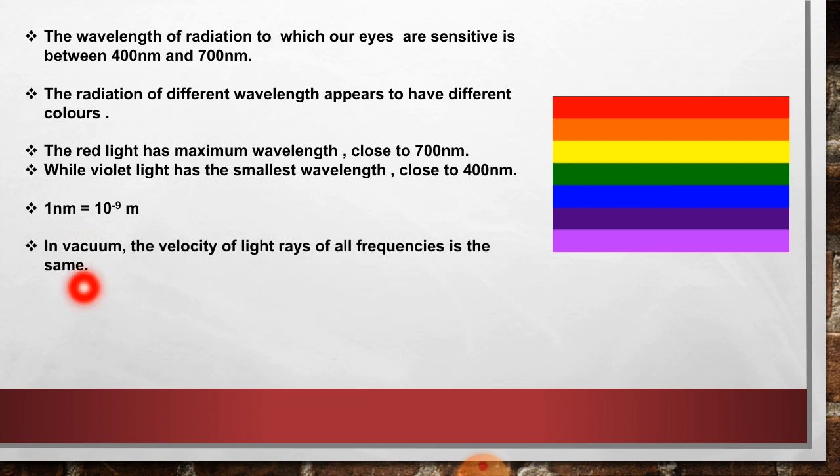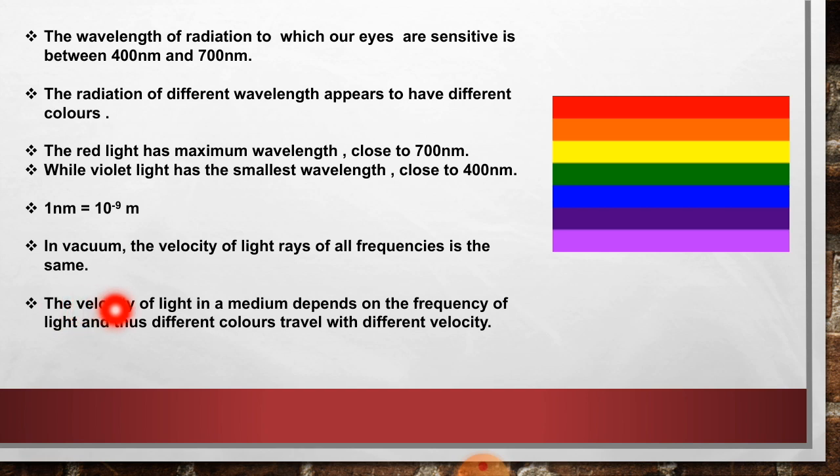In vacuum, the velocity of light rays of all frequencies is the same. Then the velocity of light in a medium depends on the frequency of light, and thus the different colors travel with different velocities. Here you can see the different colors. All these colors have different velocities. They travel with different velocities.